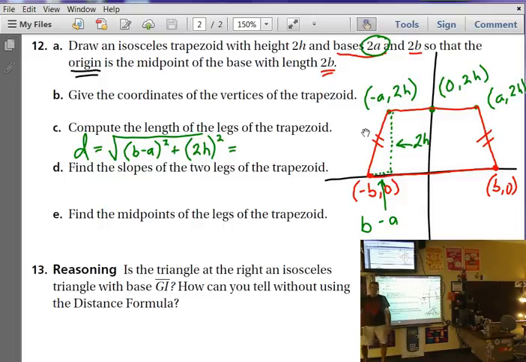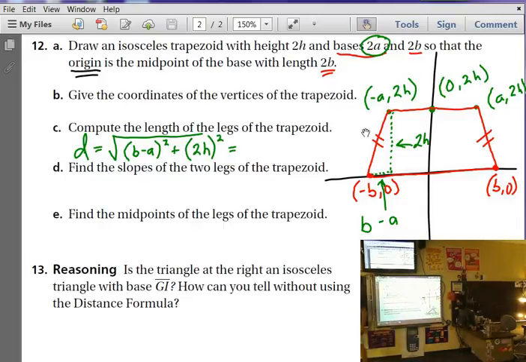FOIL! Anyone ever heard of FOIL? Not aluminum, not tin. First, outside, inside, last. Now wait, what? We only have... What's it mean to square something? Itself times itself. So this is really b minus a times b minus a.